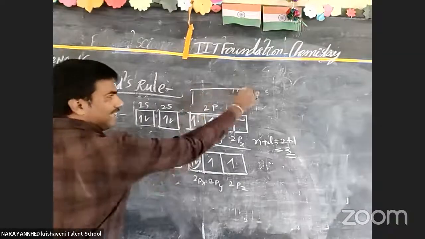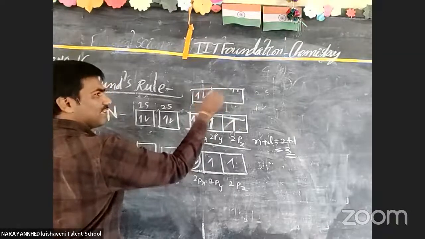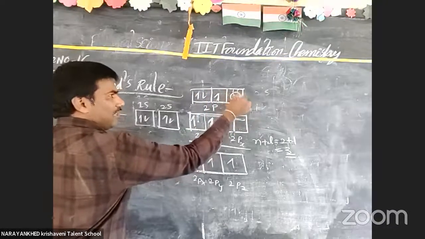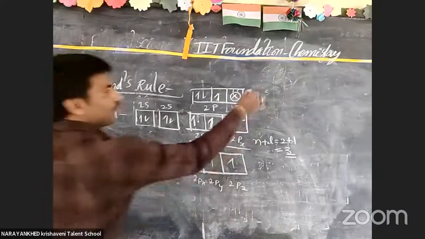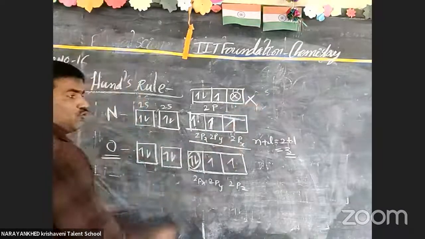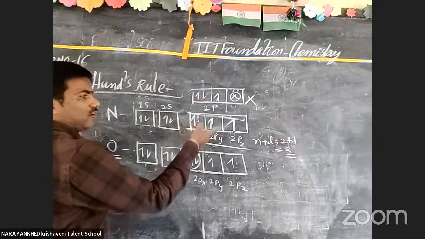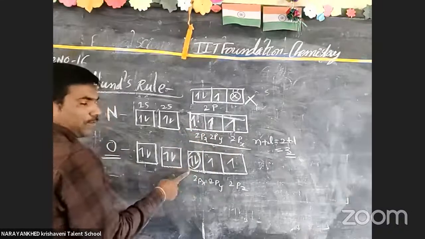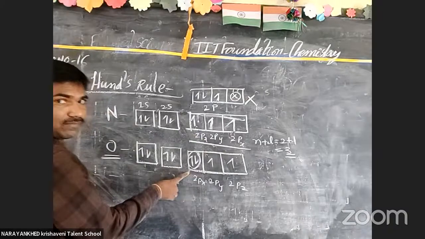We do not write it like that. For 2p, first we write 2, and then we do not leave a blank like this. It is wrong. You must compulsorily fill every orbital with one electron, and only after that do we take a pair here. Got it? This is called Hund's rule.